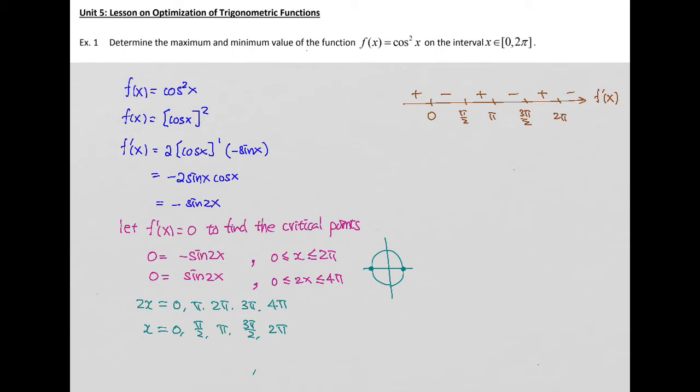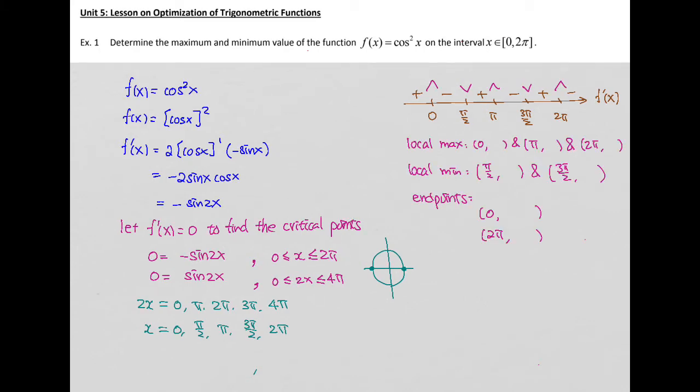Now let's identify all the critical points that we have. Put them on the number line for f prime and check the positive or negative sign using f prime. You will get positive, negative, positive, negative, positive, negative. That means increasing, decreasing, local maximum, decreasing, increasing, minimum, maximum, minimum, maximum.